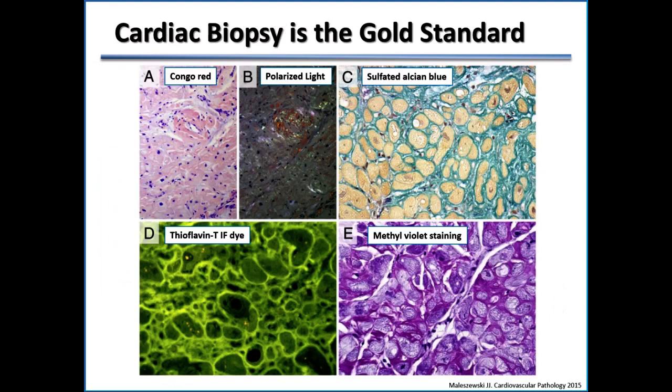So in our patients, this is a classic Congo red pattern where you see a pink amorphous material throughout the myocardium. In the middle, what you see is if you put this under polarized light, and you probably remember this from medical school, you get this nice apple green birefringence. And this is extremely classic for cardiac amyloid.